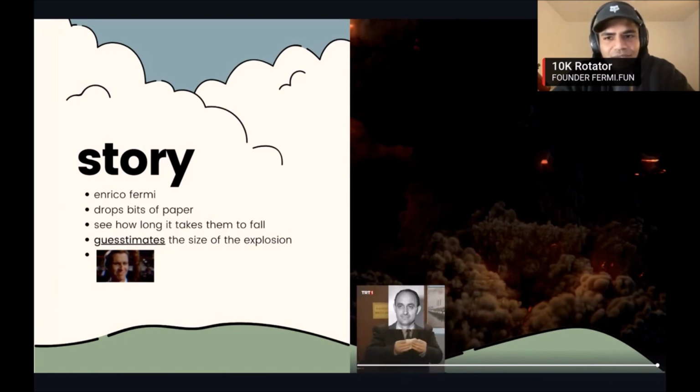And guesstimates also give you ideas when you start applying these techniques to whatever you're working on. It could be protein folding, it could be DeFi, pretty much any problem you can apply these skills to. So that was the story.